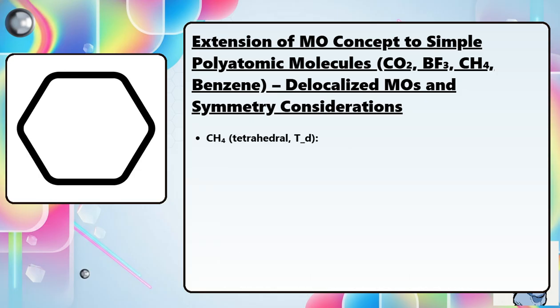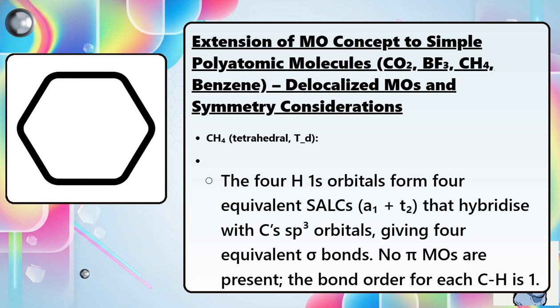CH4, tetrahedral, Td. The four hydrogen 1s orbitals form four equivalent SALCs, a1 plus t2, that hybridize with carbon sp3 orbitals, giving four equivalent sigma bonds. No pi molecular orbitals are present. The bond order for each carbon-hydrogen is 1.